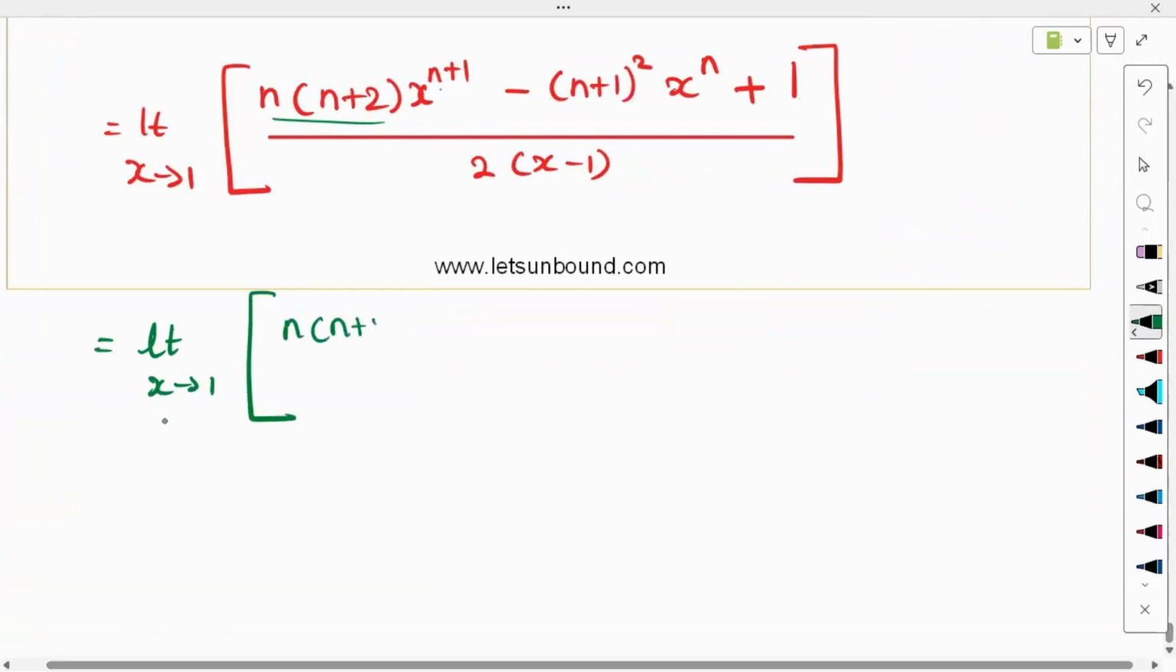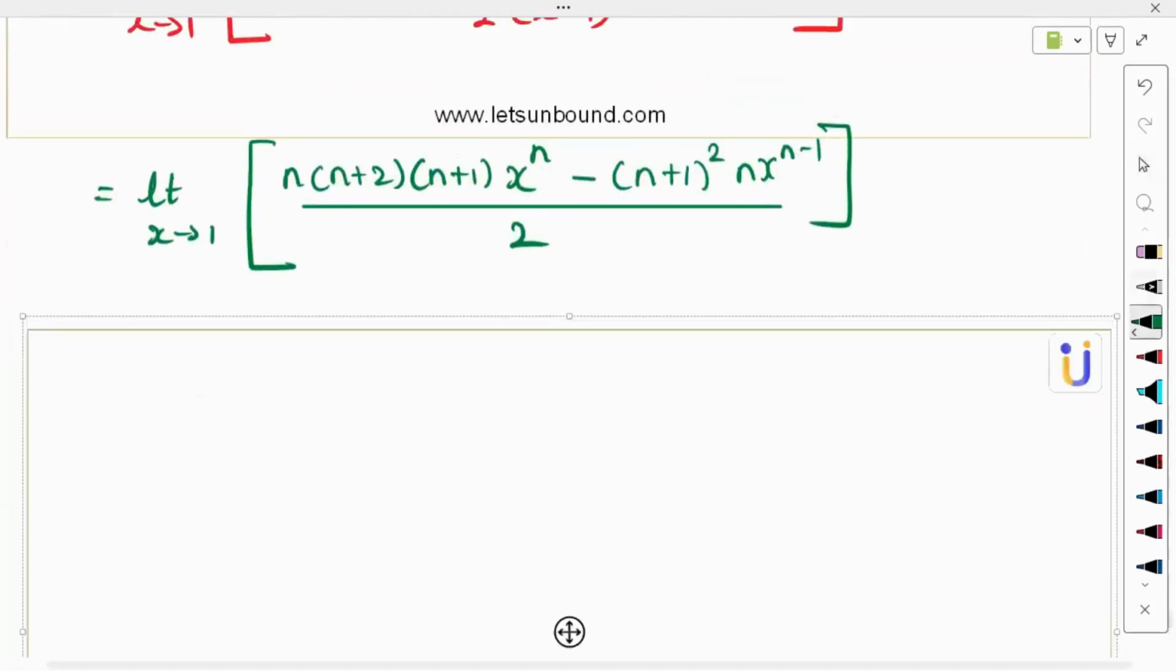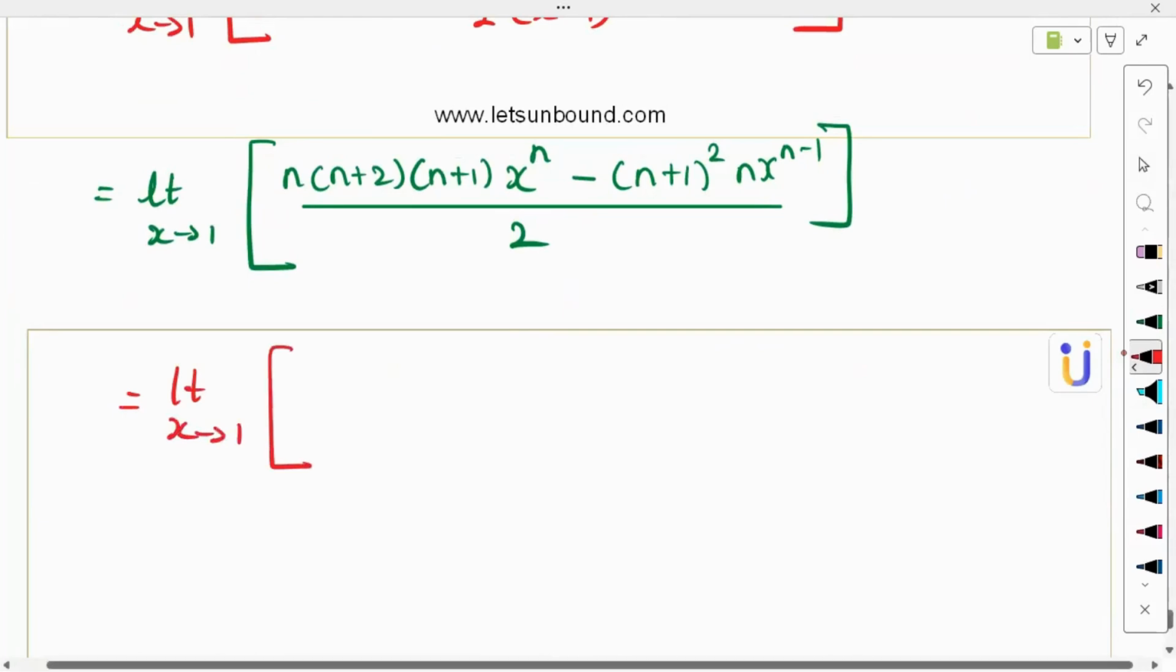N into n plus 2, that's fine. And n plus 1 will get multiplied inside. X power n plus 1 minus 1 is x power n. Minus n plus 1 the whole square, n into x power n minus 1, and plus 1 will become 0. Divided by 2. Hopefully this time, I think we won't get the indeterminate form. Let's move ahead. So this is limit x tends to 1. Okay, we can directly substitute, right? No need to further move on.